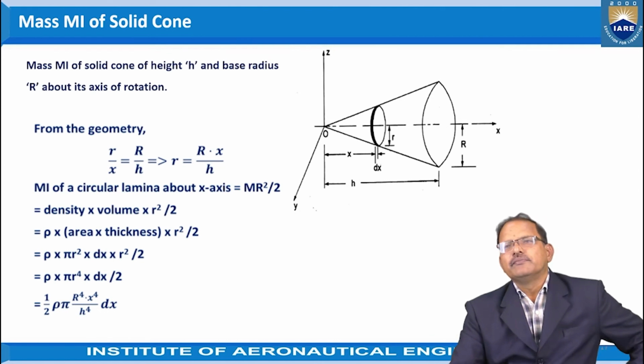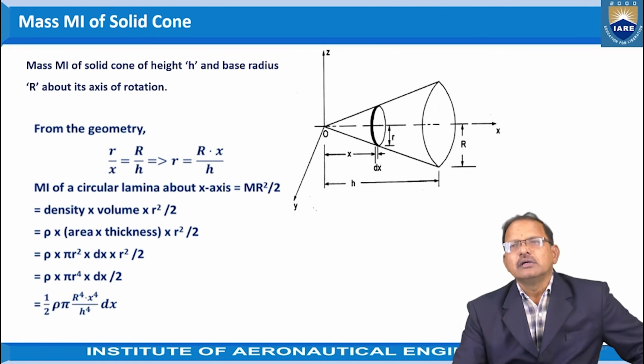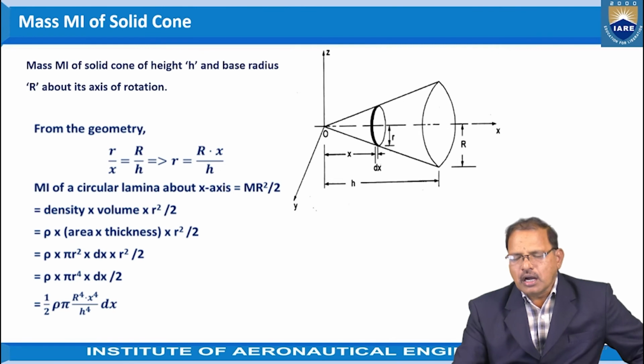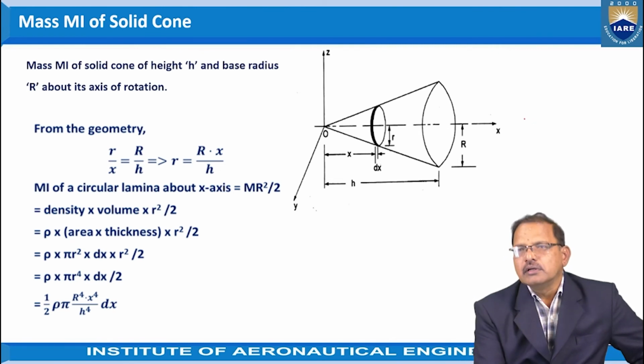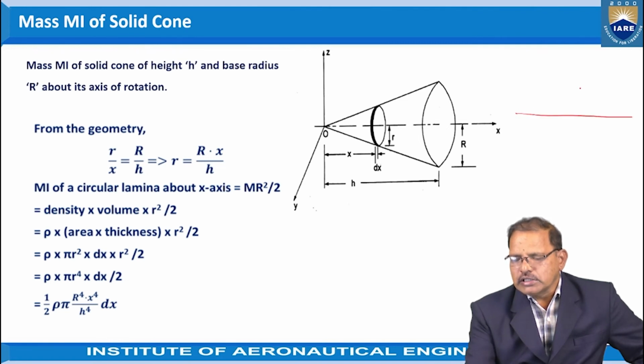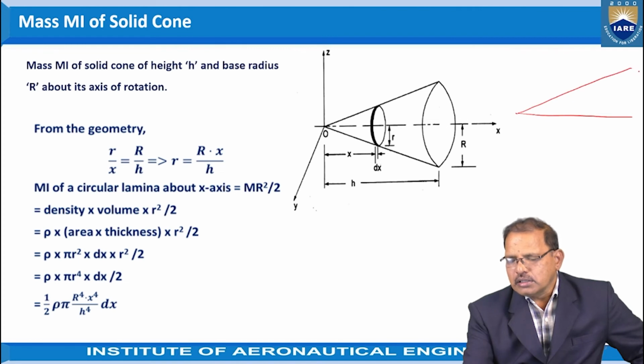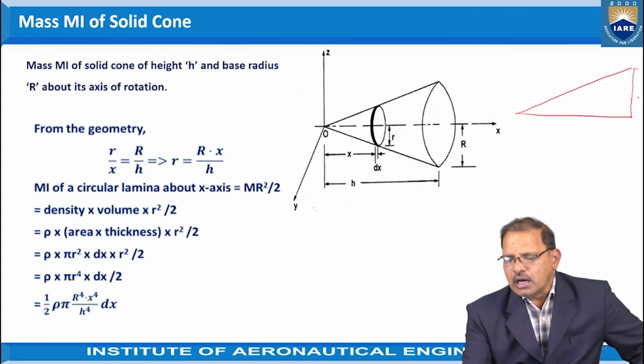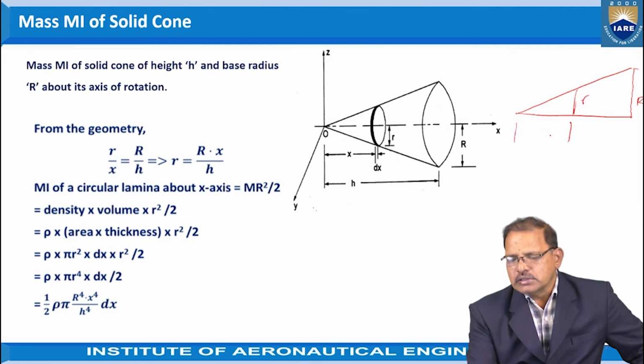Now let us consider a small ring at a distance of x, having thickness dx and radius small r as shown in the figure. Now, according to this triangle, if I take the upper part, it is like this. This is equal to small r, this distance is x, and this distance is equal to the height of the cone.